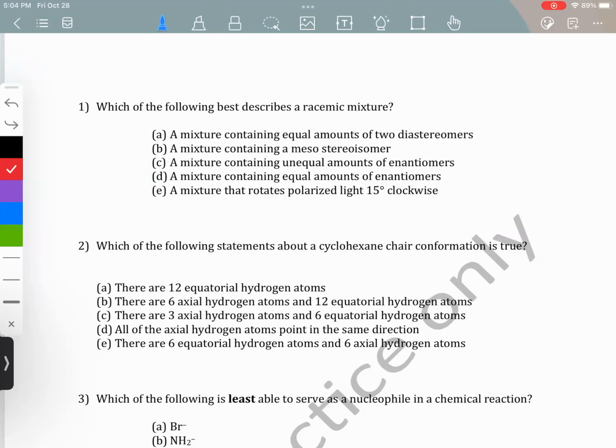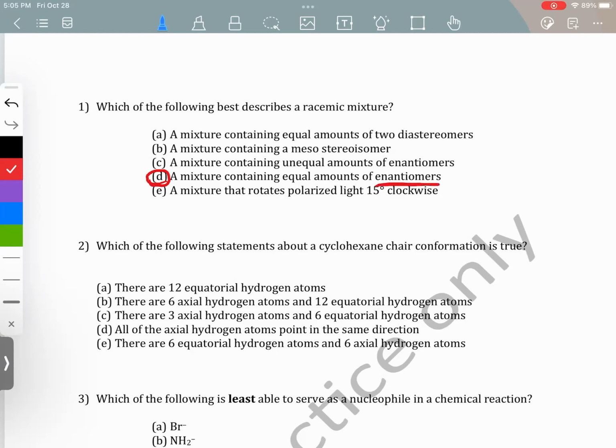Question 1. Which of the following best describes a racemic mixture? Do you guys know what a racemic mixture is? I don't think you guys talked about this yet in class, but it's nothing too bad. A racemic mixture is D. It's a mixture containing equal amounts of enantiomers.